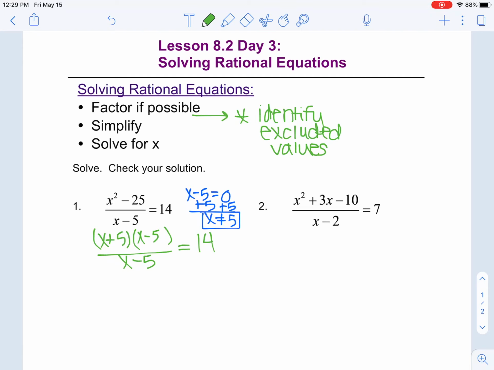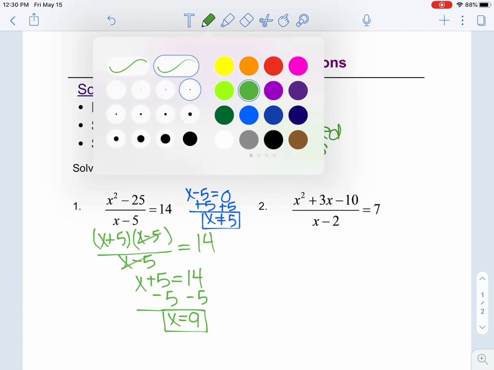Okay, so now I'm going to go back to simplifying and solving for x. I can simplify because I have x minus 5 in the denominator and the numerator, so those can cancel out. Then we're left with x plus 5 equals 14. Now we can subtract 5 from both sides to solve for x, and that gives us x equals 9. So we've got our solution.